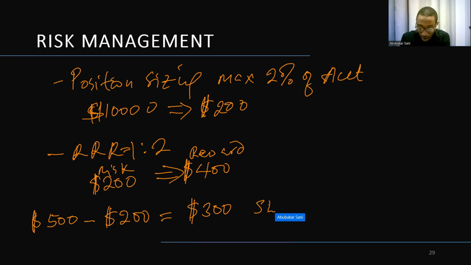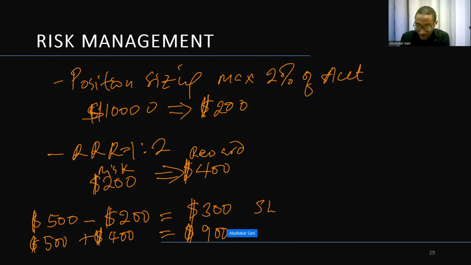Okay. And I am hoping to get $400. So this is going to be 500 plus what? 400. And this is going to be 900. So once Tesla reaches 900, I'm going to take my profit. So this is going to be my TP.